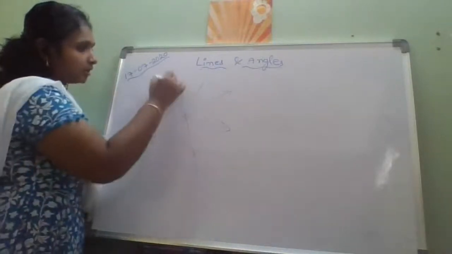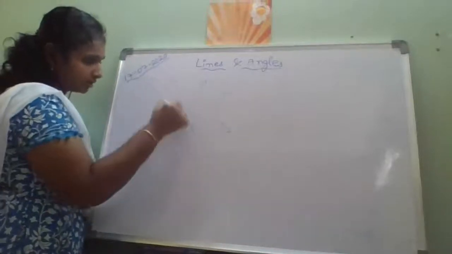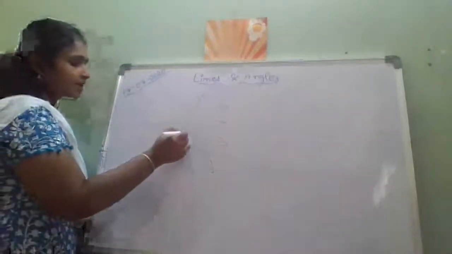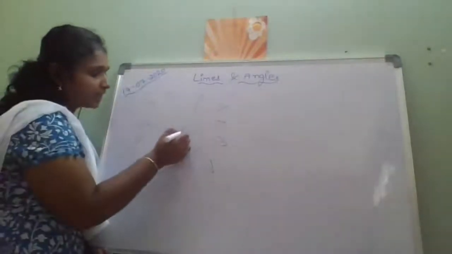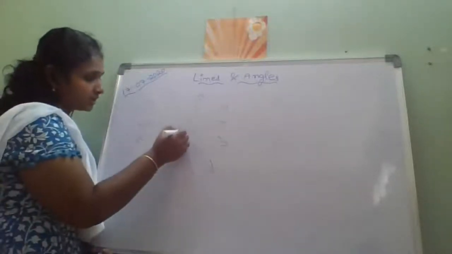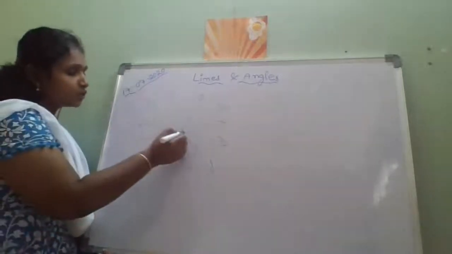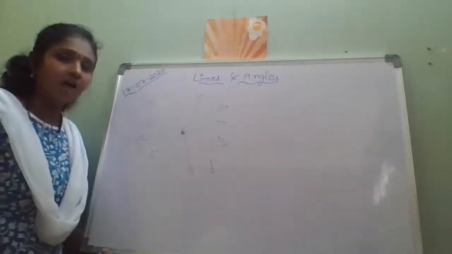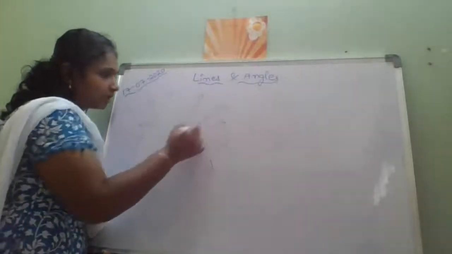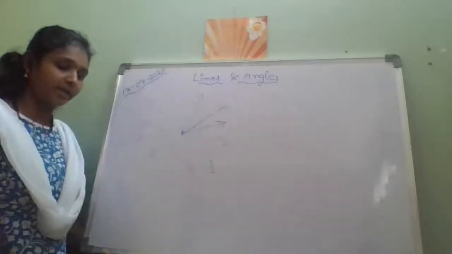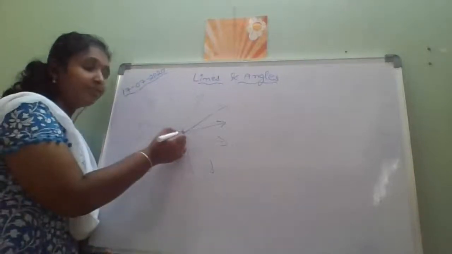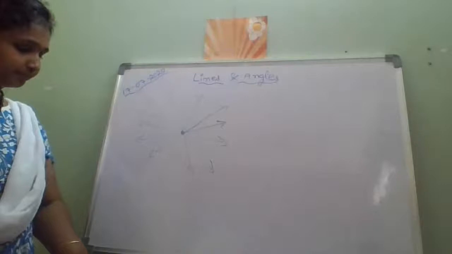So these lines are called concurrent, and this point is called point of concurrence. By using a single point, we can draw so many lines, and these lines are called concurrent lines, and this point is called point of concurrence. Okay.